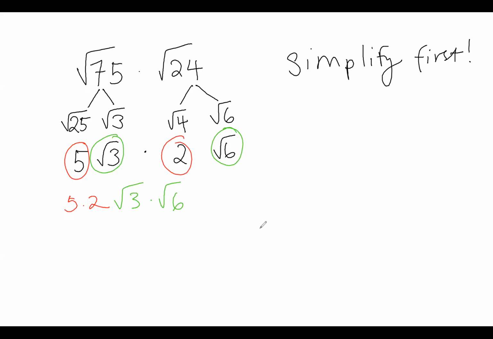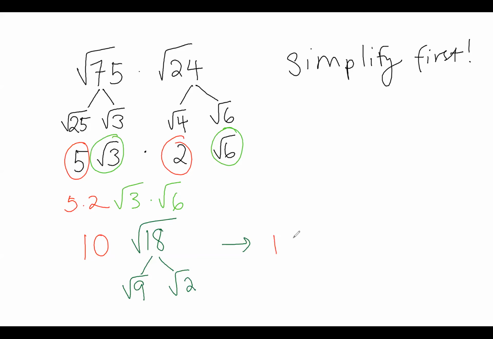Now let's start putting things together. 5 times 2 is 10. The square root of 3 times the square root of 6 is the square root of 18. This should look familiar. We just saw this, right? From here to the end, we did this already, right? 10 square root of 18. We're on our way, but we can keep going because the square root of 18 can be simplified. So I'll just redo that again. The square root of 18 can be written as the square root of 9 times the square root of 2.